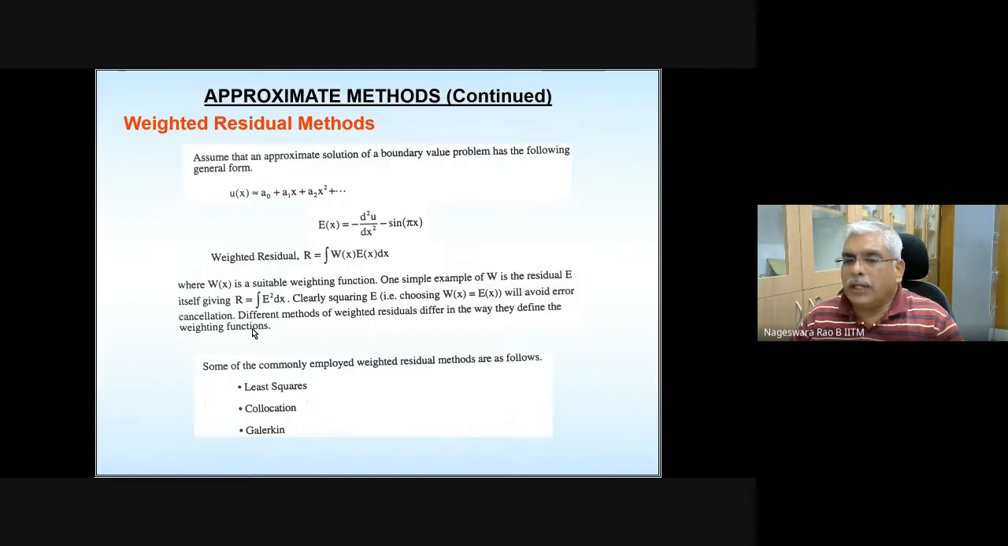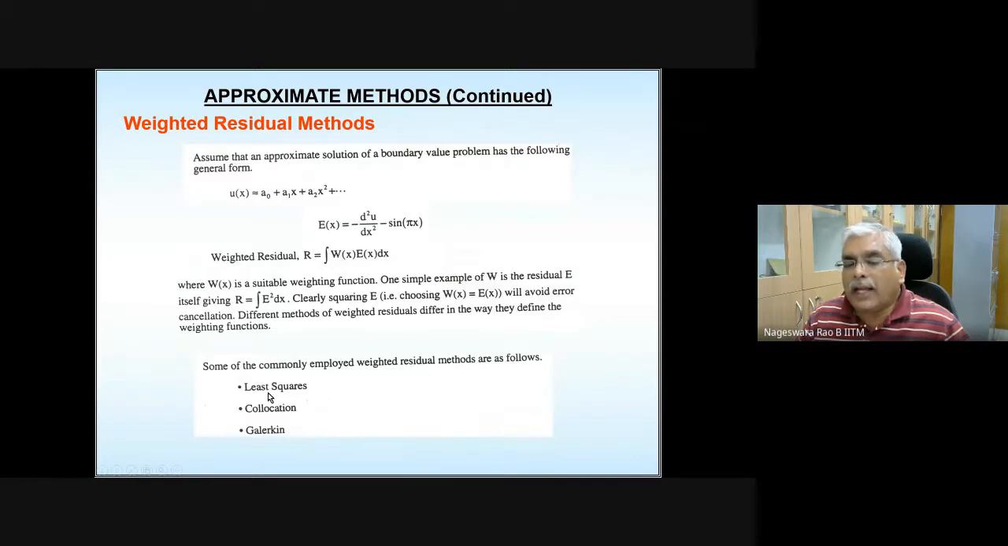Okay, so now we have got some broad understanding of what this weighted residual method is. Let me go through this. Some of the commonly employed weighted residual methods are as follows: least squares, collocation, Galerkin. So how are each of these going to be different? The way you choose the weight function.